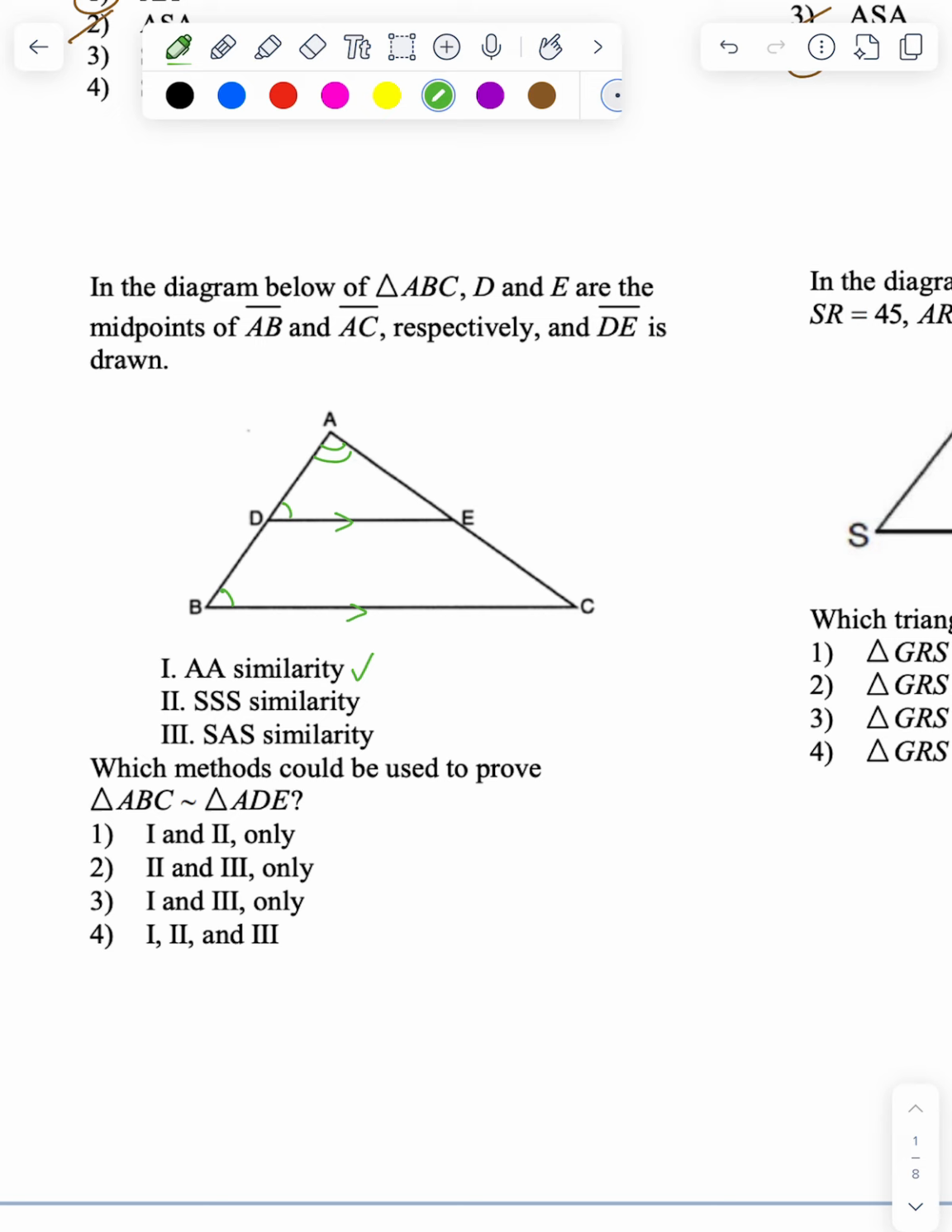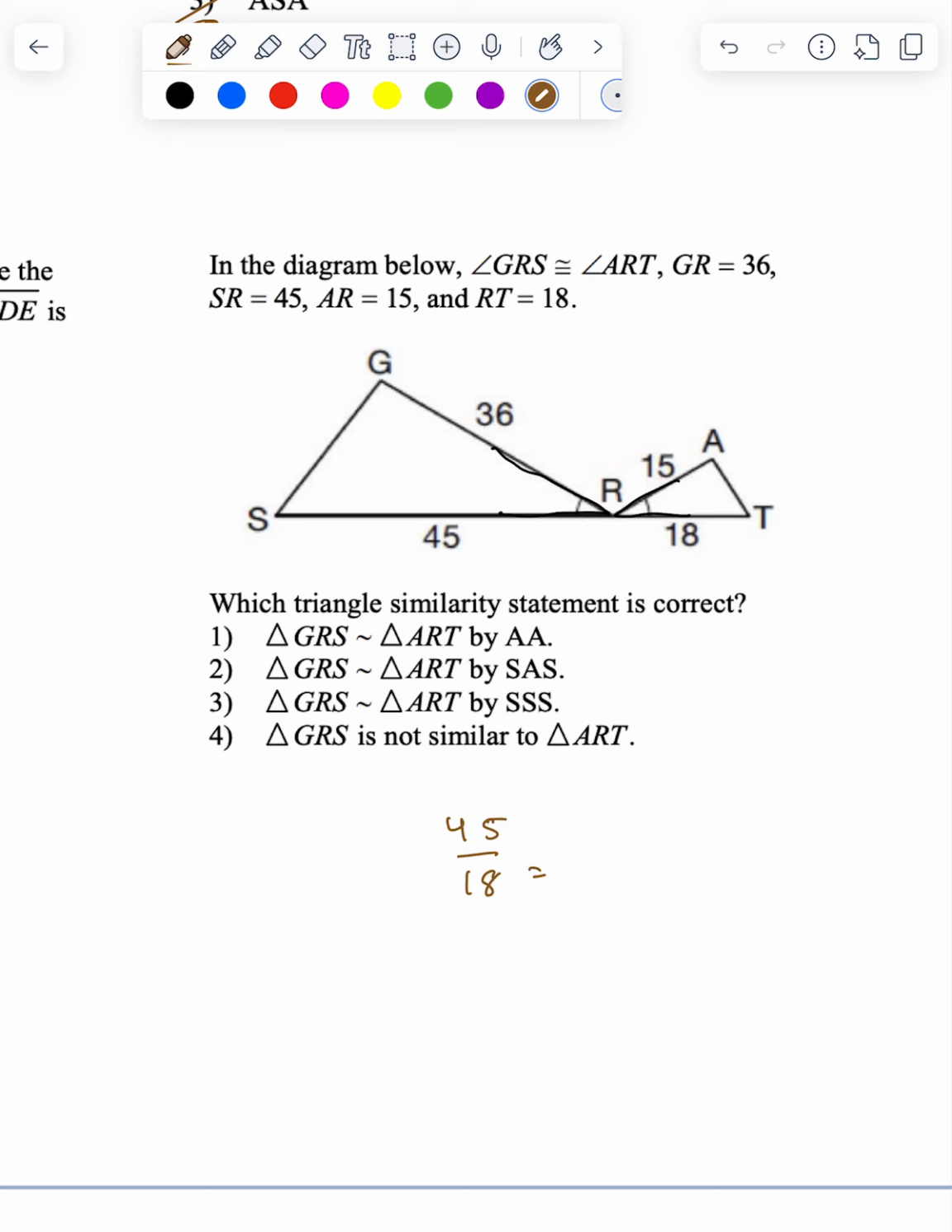I'm going to do 45 over 18, and I'm going to see if that is proportional to 36 over 15. So let me get my calculator out. And I'm going to do 45 times 15, and that's 675. And then I'm going to do 18 times 36. Oh, and that's 648. That doesn't check out.